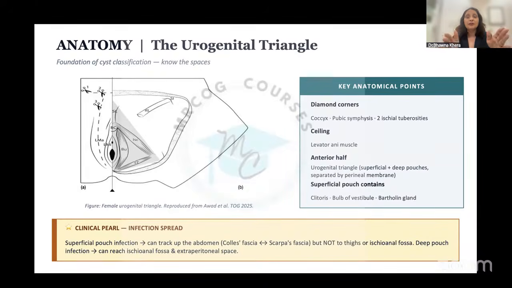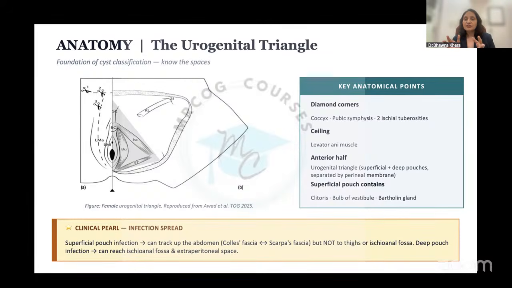This is particularly important for the Part 1 students. So this is the foundation of the cyst classification. Know the spaces well. The key anatomical points: if you look at the urogenital triangle, the complete space is a diamond-shaped structure, but if you divide it in the midline, the anterior triangle becomes the urogenital triangle. So the anterior half is the urogenital, and the ceiling is formed by the levator ani muscles. The superficial pouch contains the clitoris, bulbovestibule, and the Bartholin gland. Important to know, because any of these structures can be the cause of a vulvovaginal cyst.